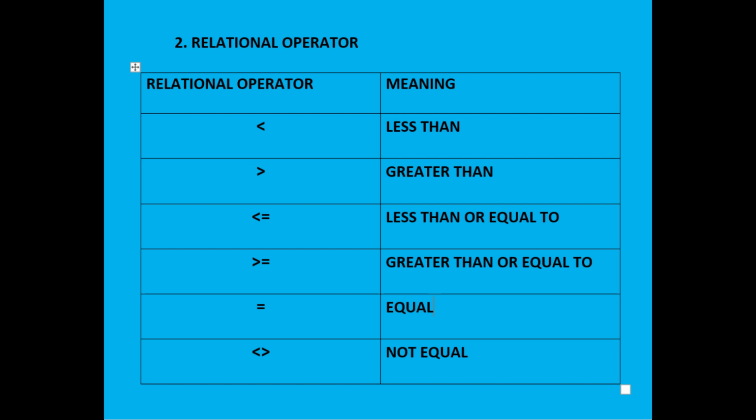Okay, children. So these are some of the relational operators. So while doing the program, these operators are going to be in use. So we have to learn or understand and keep it in mind that what type of operators should be used while doing the program based on conditional statements and other type of programs.